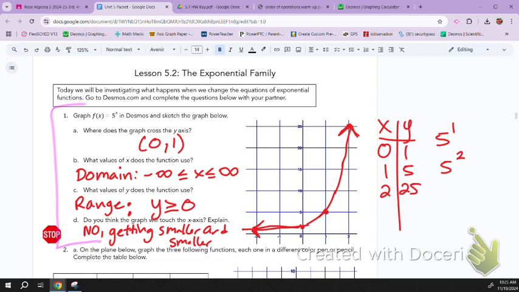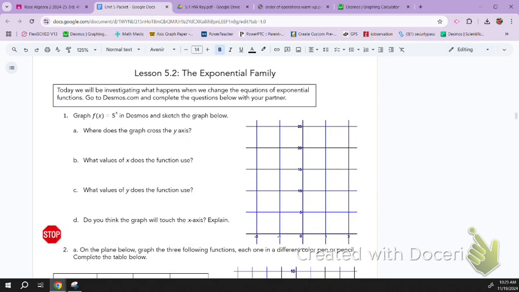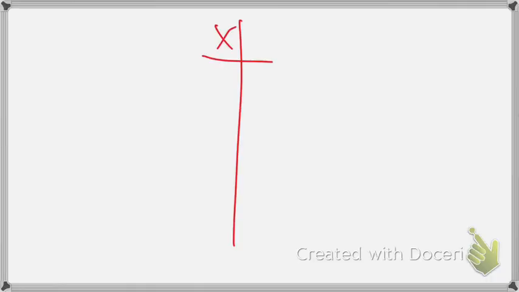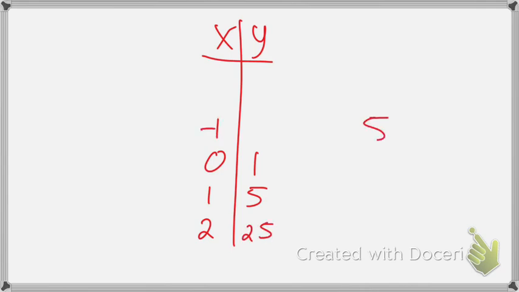Why is a good question. You ready for my math answer? Anyone still writing before I show you why? Why won't it go into the negative region? You ready? Okay, here's the reason why. I made a table. Right? I made a table at 0, 1, 2. We were okay with that, right? 5 squared is 25. If I go backwards, what's 5 to the negative 1?